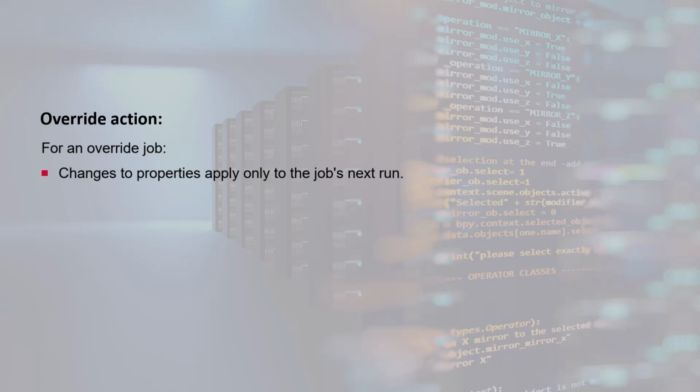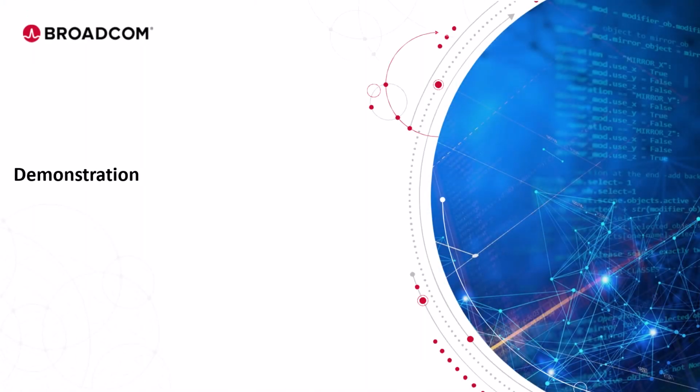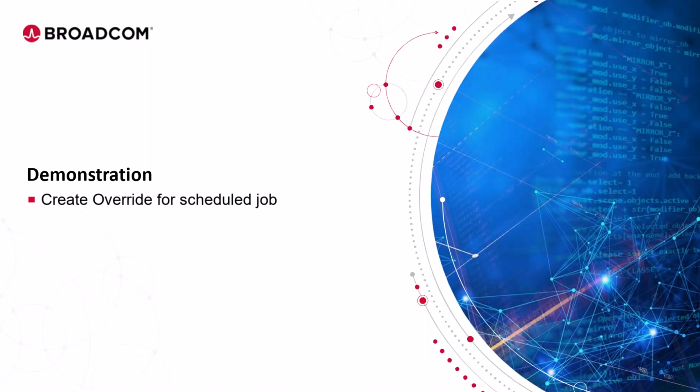Before we create an override for a scheduled job, let's understand the override action. For an override job, once a property is modified, the change is valid only for the job's next run. The modified attribute will automatically revert to its previous value after the job's next run. Let's enter our training environment to create an override for a scheduled job.